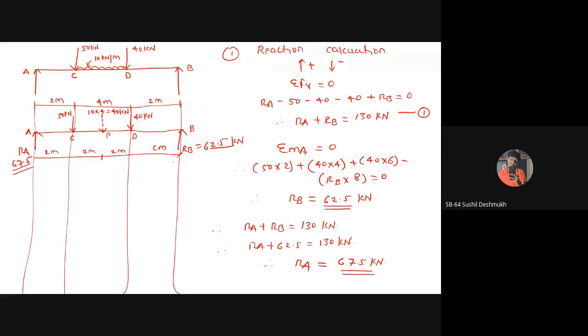Number of forces present to the left side of the point D: 3. 3 forces are there. One reaction RA, then one point load of 50 kilonewton, and that UDL converted into the point load, that 40 kilonewton, is also present to the left side.